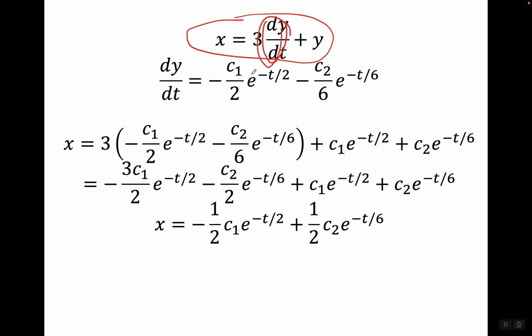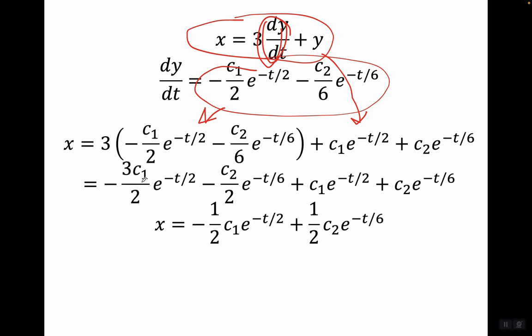So x equals 3 dy/dt, or 3 times this messy expression, that's going to go right over here, plus y. And again, we know what y is. We just found that on the previous page. We're going to multiply through by 3. We'll distribute the 3.